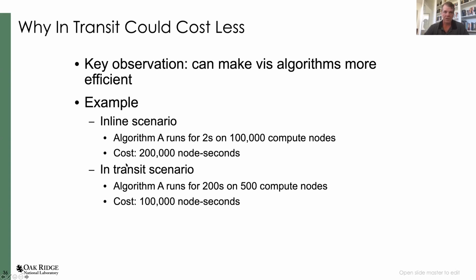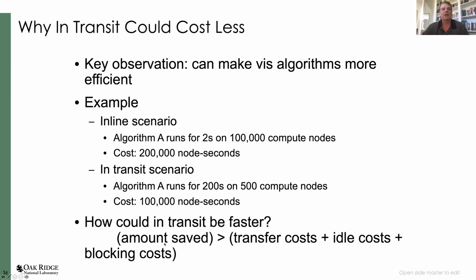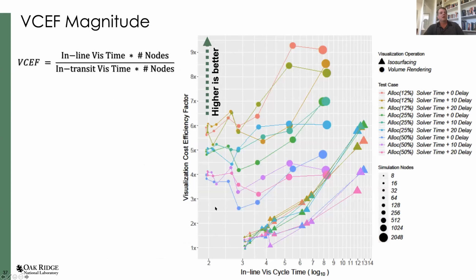So the question is, when do these sorts of things happen? Okay, and so what we're looking at is that the cost saved has to be greater than the transfer cost, the idle costs, and the blocking costs. And so we recently published, this was a paper from 2020, where we defined this notion called VCEF, which is the visualization cost efficiency function.